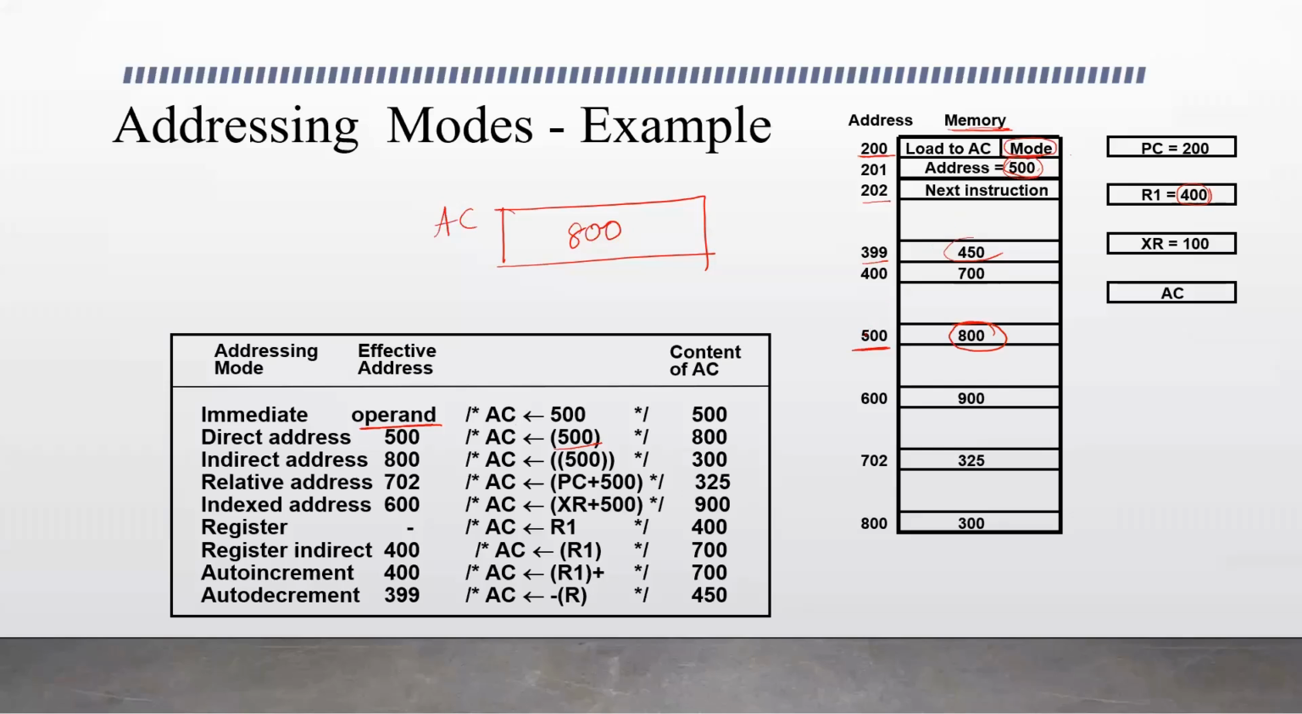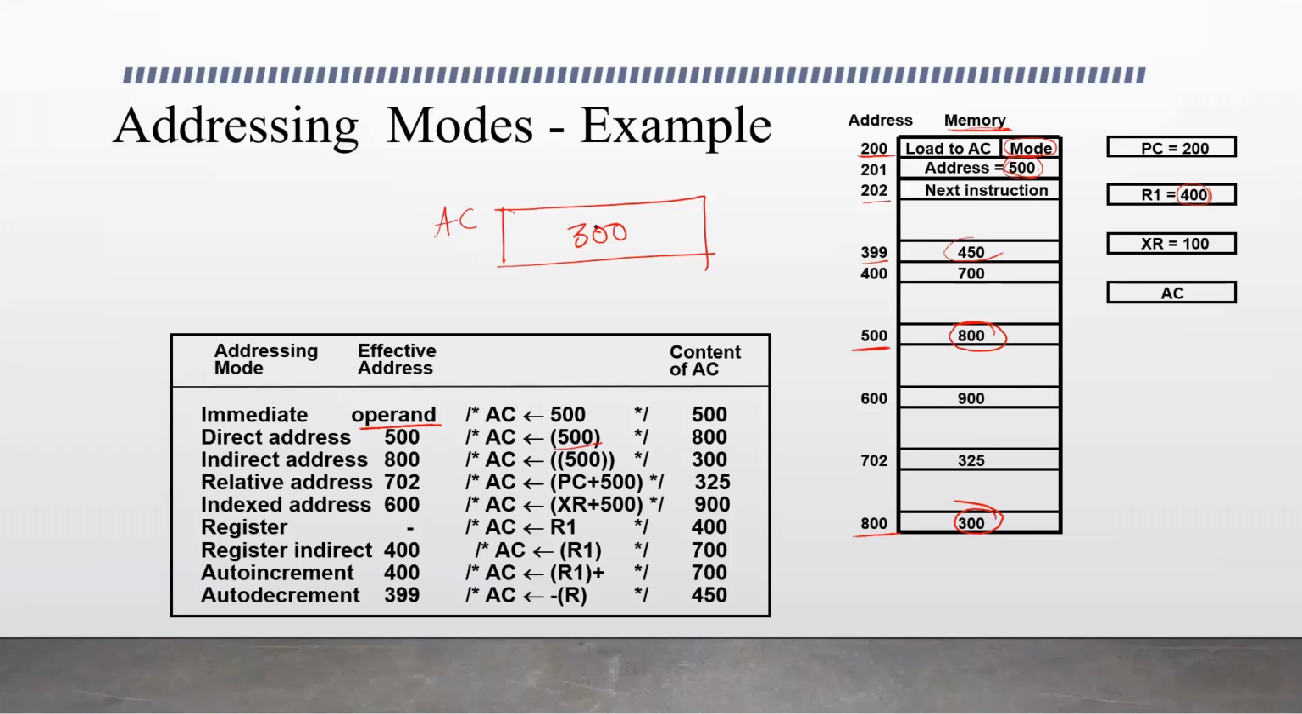We first locate this 500 in memory. The value at this particular location is the effective address. So in this case, 800 is not the operand. 800 is the effective address of the operand. So now we have to go to location 800, and the value at that location is the operand. Here, what is loaded into the accumulator is the operand 300, because it is indirect address.